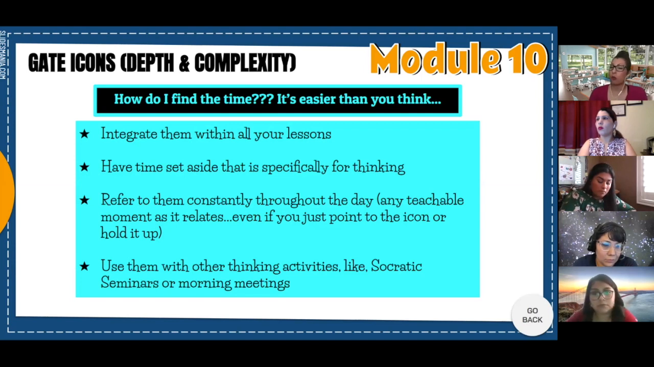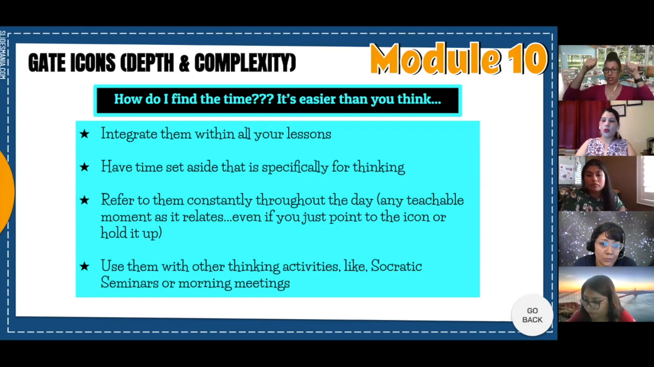You don't want to overwhelm yourself, and you also don't want to overwhelm the students. But you also want to refer to them throughout the day. So even if it's not a separate activity where you say, okay, let's talk about this icon, use it more as a scaffold, a tool. If you see it happening during the discussion your students are having, I used to just take it off my whiteboard and hold it up and say, this is what's happening right now.